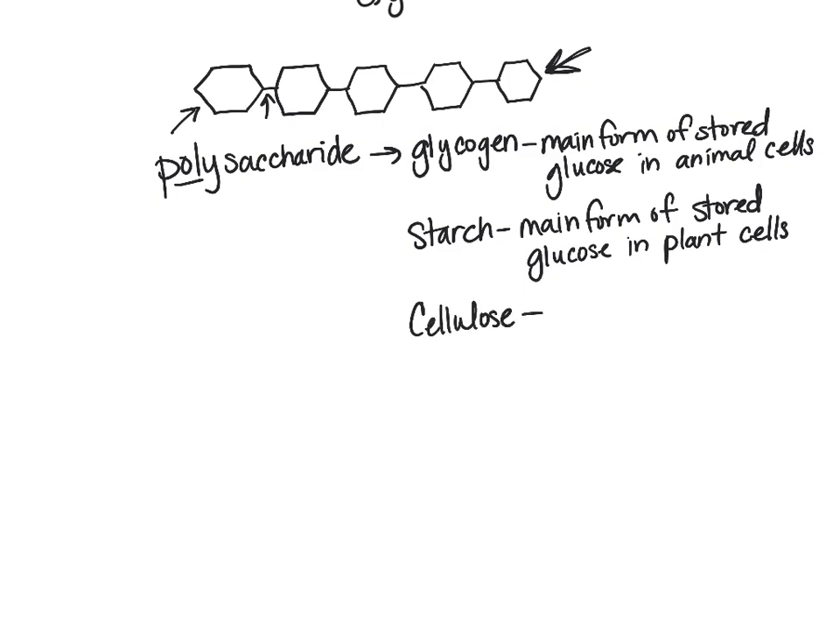Now, cellulose, again, is a polysaccharide, which means that we have several glucose molecules all attached to each other. But cellulose is not a storage form of energy. Cellulose is not digestible by humans, and it is a long chain of glucose that is used for structure. This is actually what we call fiber. So the common term fiber, one type of fiber, is cellulose. So cellulose is the plant structure molecule.